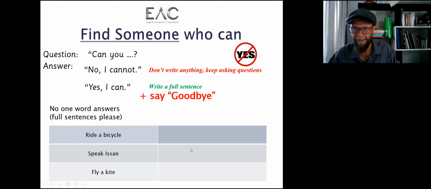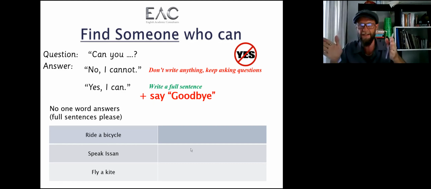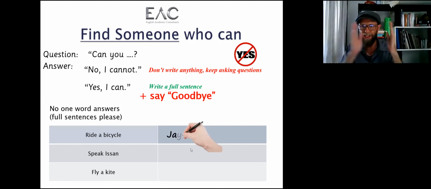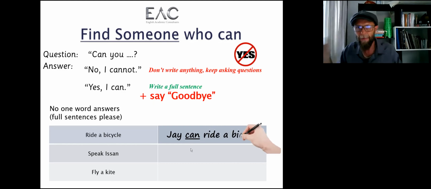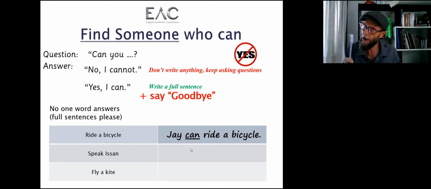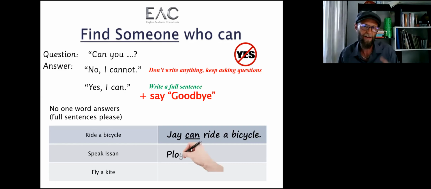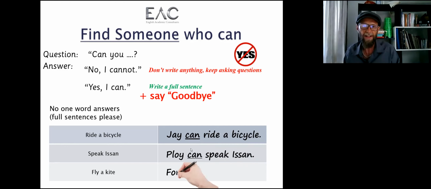The answer is not a one-word answer. The answer is not yes, no. I do not write on the sheet, ride a bicycle? Yes. Or Jay. I need to write the full sentence, okay? So I'm gonna write Jay can ride a bicycle. Then I'm gonna say bye-bye and find somebody else to ask question 2, then question 3, then question 4. Because you cannot have the same name twice. You need a new name for every student, for every ability, okay? So it's going to say Jay can ride a bicycle, Ploy can speak Isan, and Fun can fly a kite.